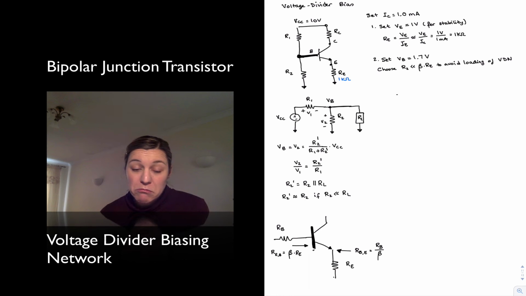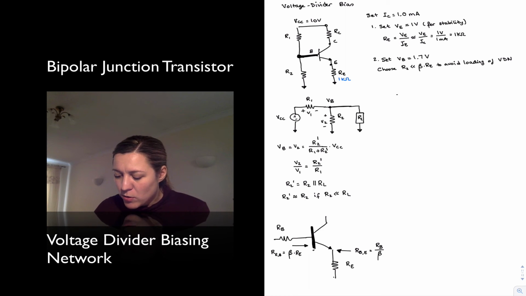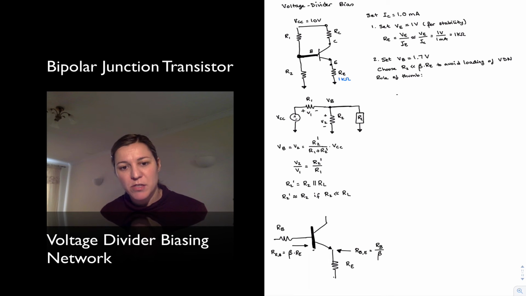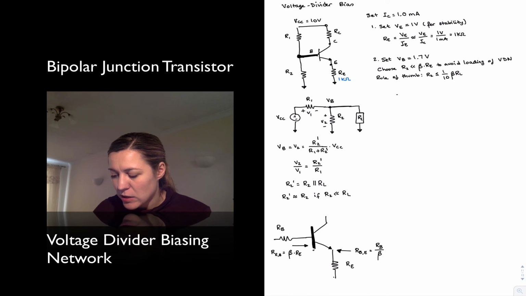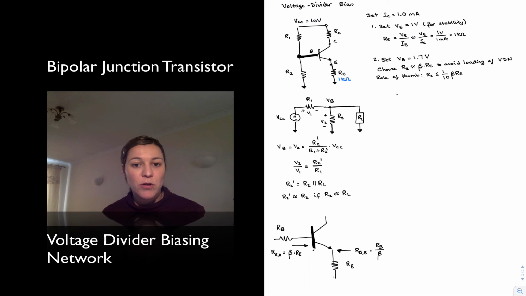Now, how much is much smaller? Well, we're going to use a rule of thumb, and by our rule of thumb, we're going to try to make it at least 10 times smaller. So R2 will be less than or equal to 1/10 of beta times RE, one order of magnitude. From there, any lower that we go, it's just better. It just will make our voltage divider more stable.